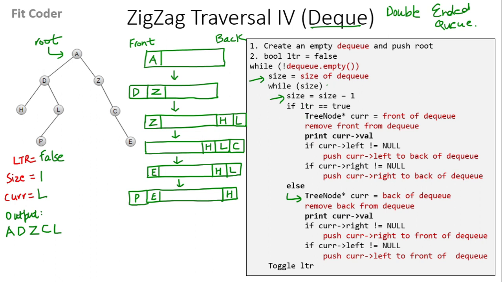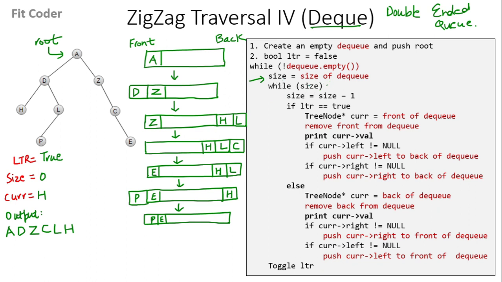In the next iteration, we decrement the value of size, so size becomes 0. We come in the else part, current becomes equal to back of deque, which is H. We remove back from deque, we print the value of current, and we check right and left of H. So both left and right of H is null, so these two if conditions are false. Then we again check the size, so size is now 0, this while loop terminates, and then we toggle LTR. So LTR is now true.